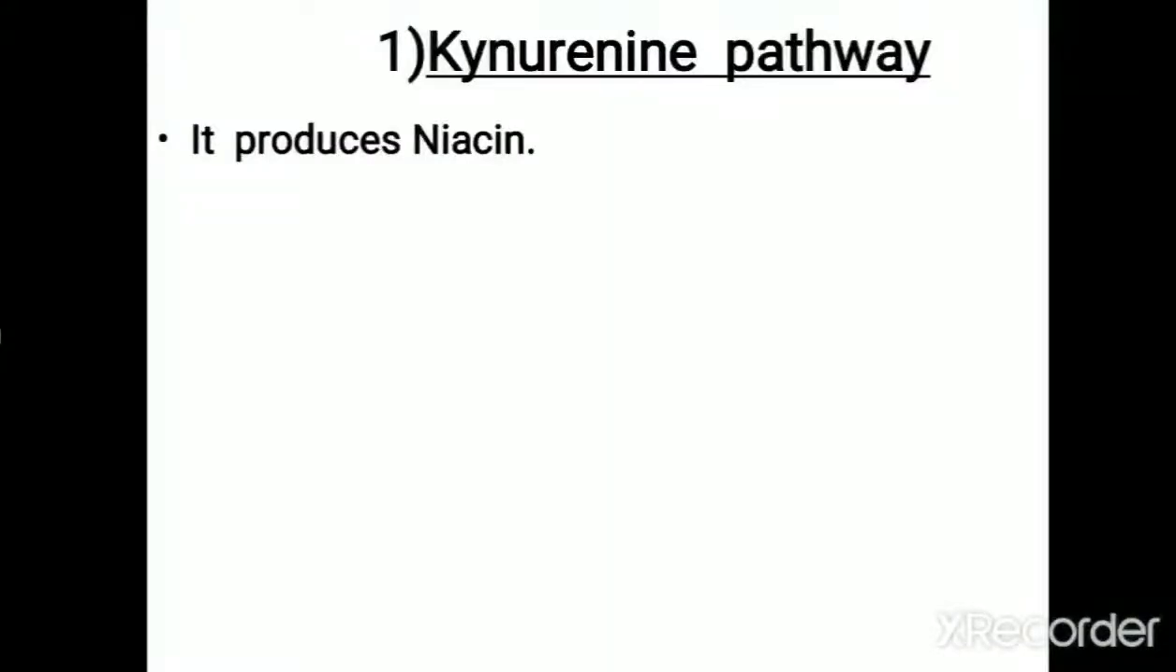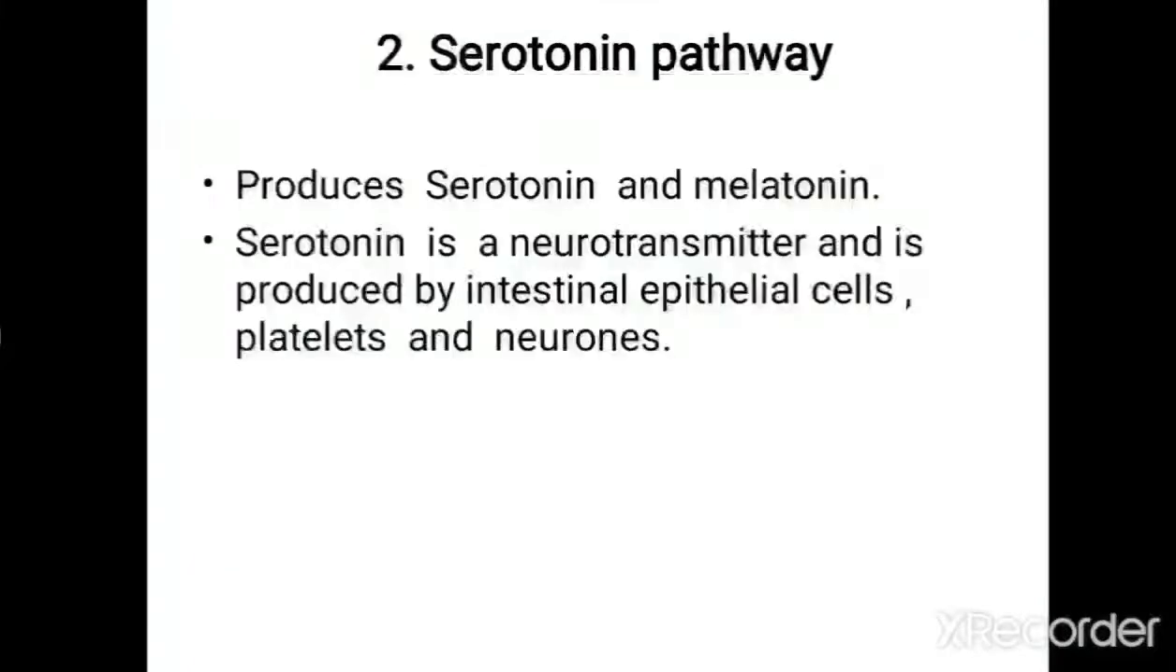And niacin deficiency can produce pellagra. So if a patient is having tryptophan deficiency for a longer duration, that patient can also develop pellagra-like manifestation. So in tryptophan metabolism, kynurenine pathway produces niacin. The second pathway is serotonin pathway. The serotonin pathway produces serotonin and melatonin. Serotonin, all of you know, is a neurotransmitter, and melatonin is a hormone secreted by the pineal gland.